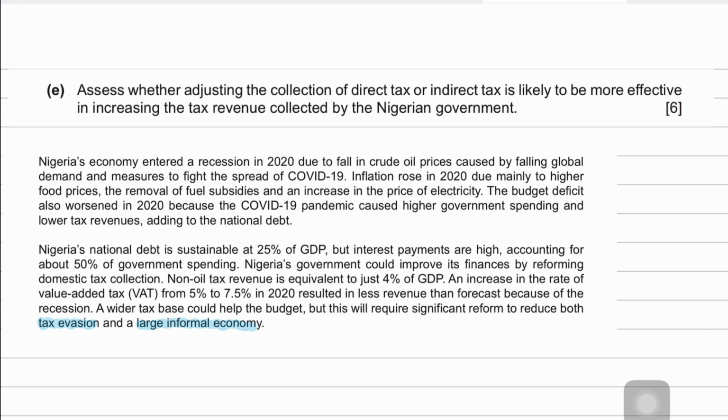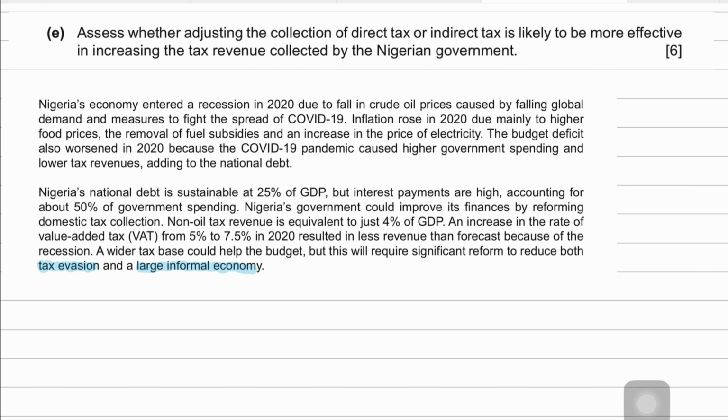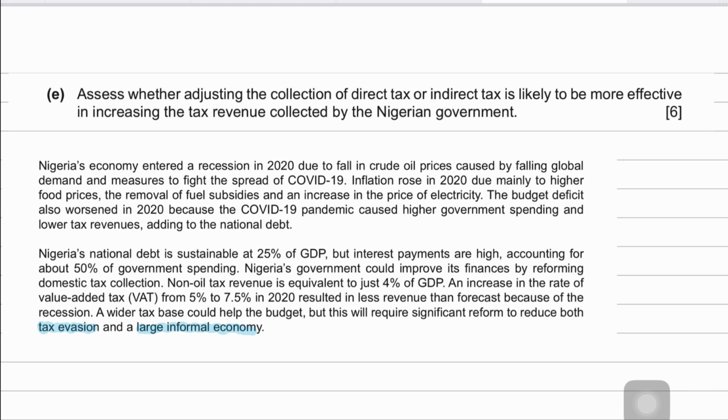And all of this, basically, when you have a budget deficit, that just adds to national debt, right? Because the government then needs to borrow to finance those deficits. So the question is saying which of the two, if adjusted, would increase the tax revenue collection, or which would be the most effective, right? So we need to tell here both the pros and cons for direct and indirect taxes, and then we need to come up with a conclusion.